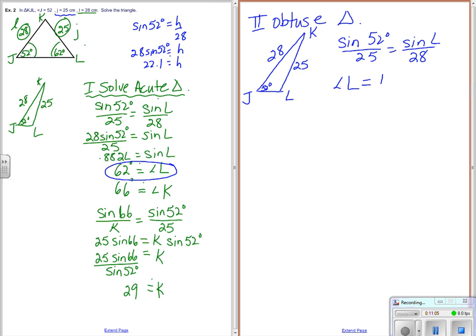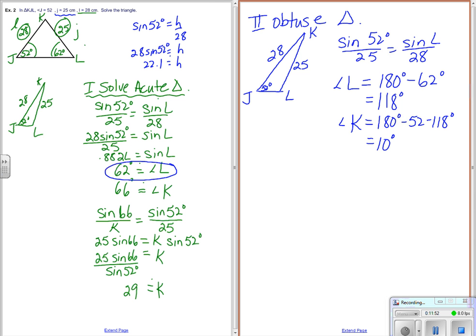It's going to be 180 minus 62 degrees. And we have that from our angles of rotation, that to get a second possibility when you have a sine angle is to do 180 minus the original answer from your calculator. So angle L in this case would be 118 degrees. Well, that changes everything. Angle L is 118 degrees, then angle K, which is 180 minus the 52 that we have, minus 118, is 10 degrees.